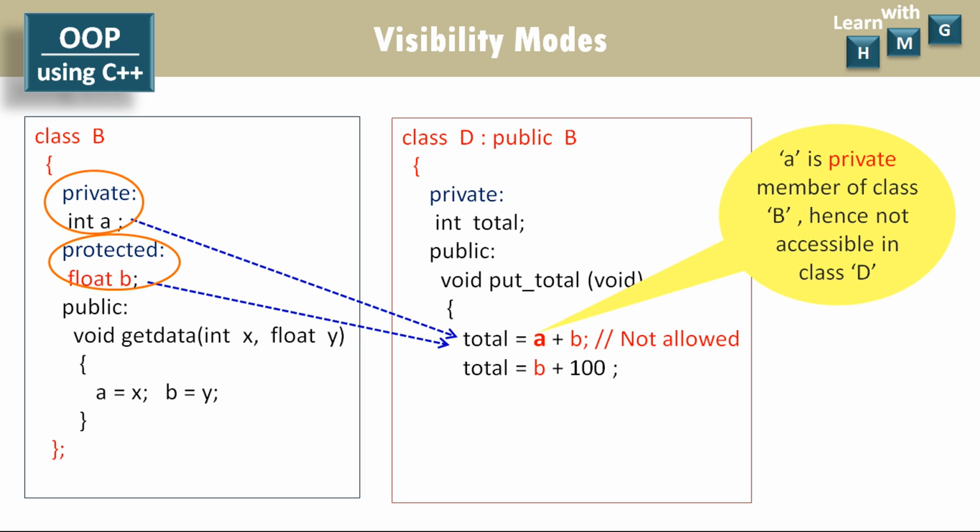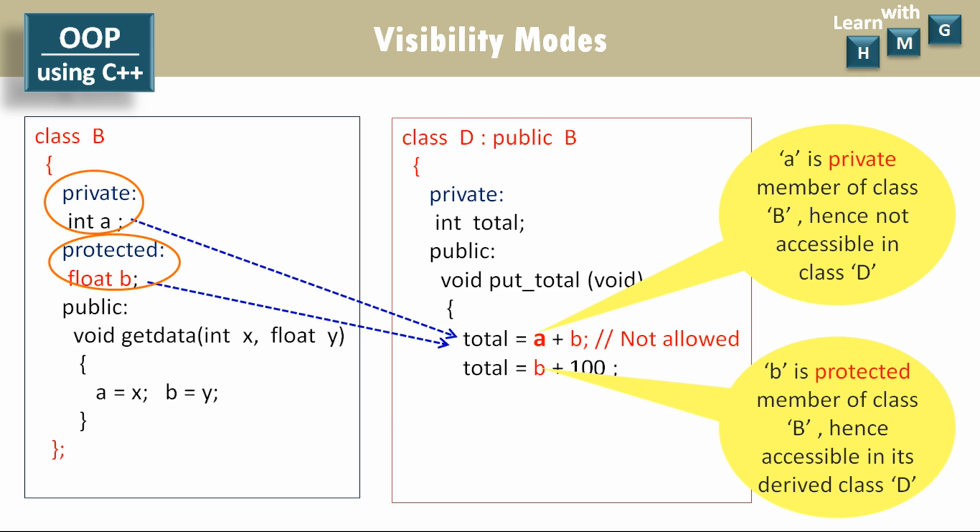So a is a private member of class B, hence not accessible in class D. I repeat, a is a private member of class B, hence not accessible in class D. And b is a protected member of class B, hence accessible in its derived class D. So this small b is a protected member declared in class capital B, hence it can be accessed in its derived class D. So that we have done total = b + 100. So this is allowed, and then I have displayed the total.